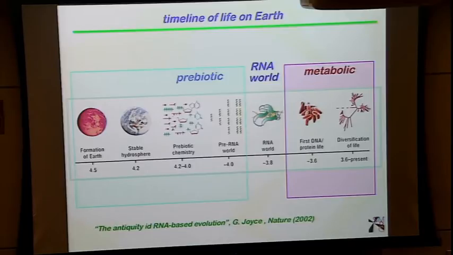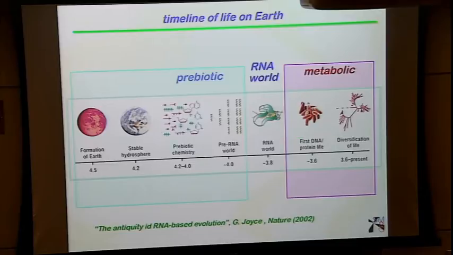Okay, so we'll start with this timeline. This is from a paper by Jerry Joyce entitled "The Antiquity of RNA-based Evolution." This is kind of a history of life on Earth. There's a timeline. It's open to some questions as to the exact dates, within half a billion years maybe. But it's established by the observation of actual living cells 3.5 billion years ago, and then what must have happened before that.